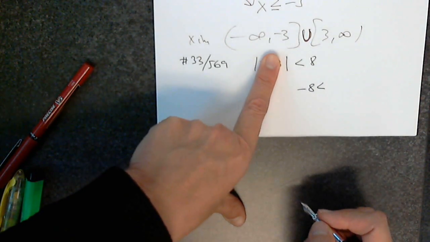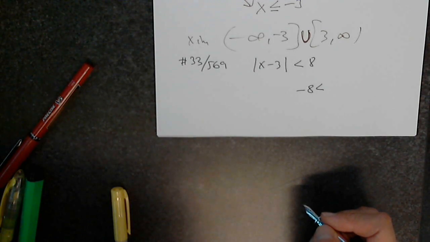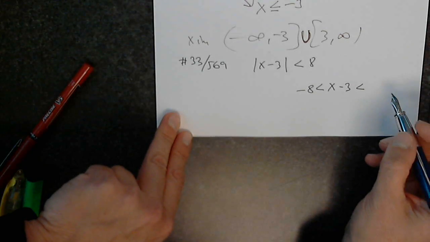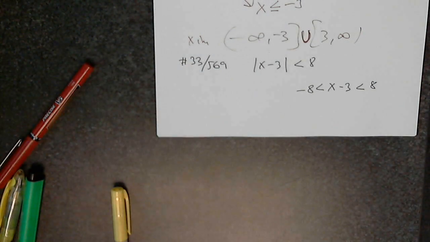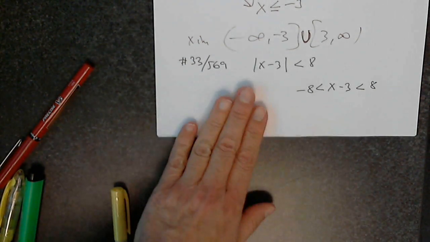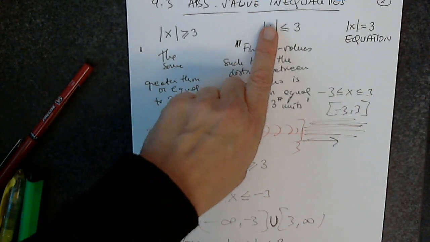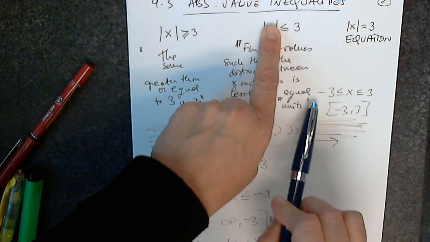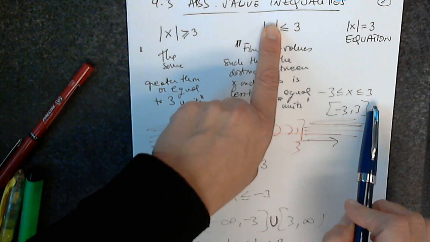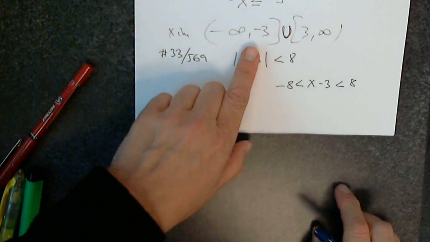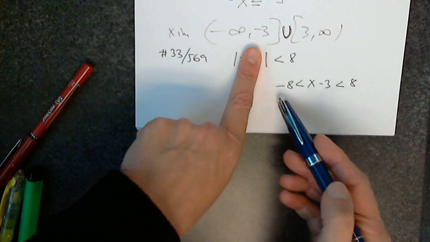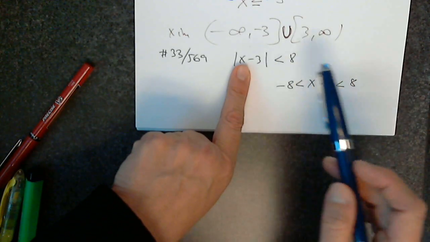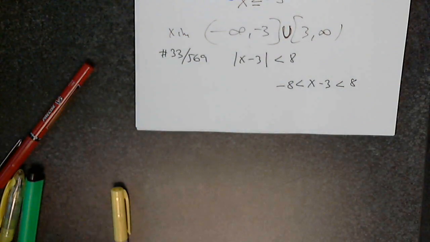-8 less than x minus 3 less than 8. Very good. So in the past, a few minutes ago, when we were looking for this, the answer was -3 less than or equal to x less than or equal to 3. Now I have x minus 3. Therefore, -8 has to be less than x minus 3, without equal, and less than 8. What now?